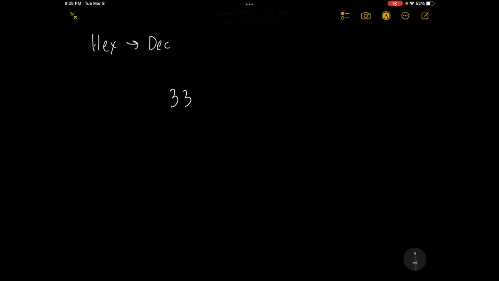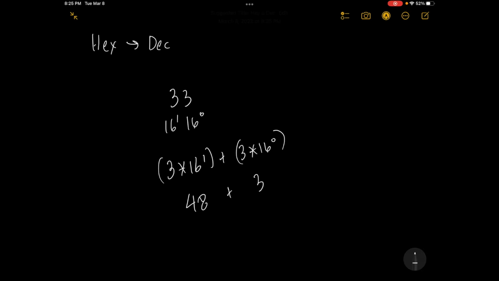So this looks weird, but it's really not that different, right? So we're just going to have 3 times 16 to the power of 1 plus 3 times 16 to the power of 0. So that's going to give us 48 plus 3 equals 51. Simple enough, right? Well, okay, now what we want to do is go from decimal to hex.